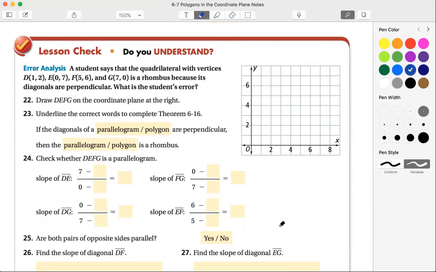A student says a quadrilateral with these vertices is a rhombus because the diagonals are perpendicular. What is the student's error? Let's first draw the quadrilateral here. We want (1, 2). Here is D. We want (0, 7). Here is E. We want (5, 6). Here is F, and we want (7, 0). Here is G.